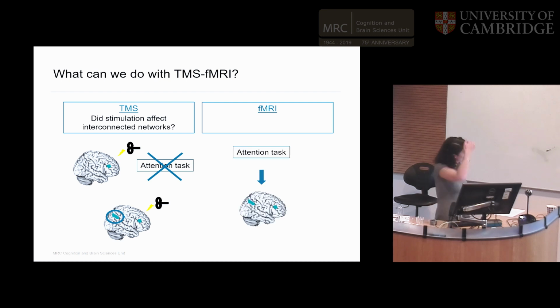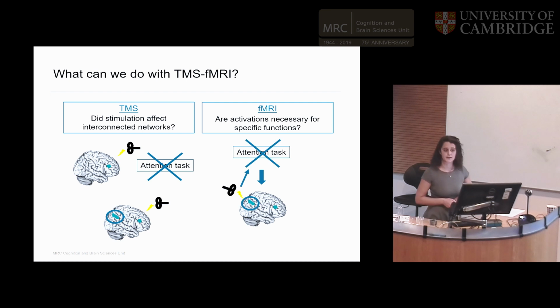Now, with fMRI, which most of us are fairly familiar with, if we just think of a standard task where you compare activation in different conditions, you get a nice broad picture of what's happening in the brain. However, what we don't know is whether any of those regions are actually critically important for the task that you're doing. Perhaps none of them are actually causally involved, or maybe only one of them is.